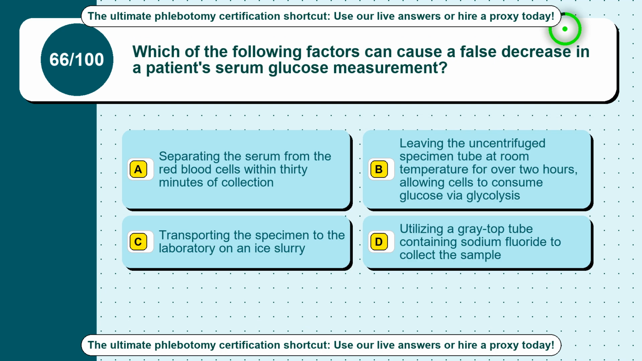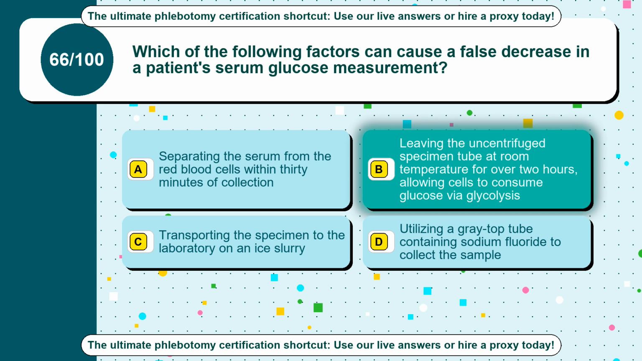Question 66. Which of the following factors can cause a false decrease in a patient's serum glucose measurement? Option A, separating the serum from the red blood cells within 30 minutes of collection. Option B, leaving the uncentrifuged specimen tube at room temperature for over 2 hours, allowing cells to consume glucose via glycolysis. Option C, transporting the specimen to the laboratory on an ice slurry. Option D, utilizing a gray top tube containing sodium fluoride to collect the sample. The correct answer is option B, leaving the uncentrifuged specimen tube at room temperature for over 2 hours, allowing cells to consume glucose via glycolysis.